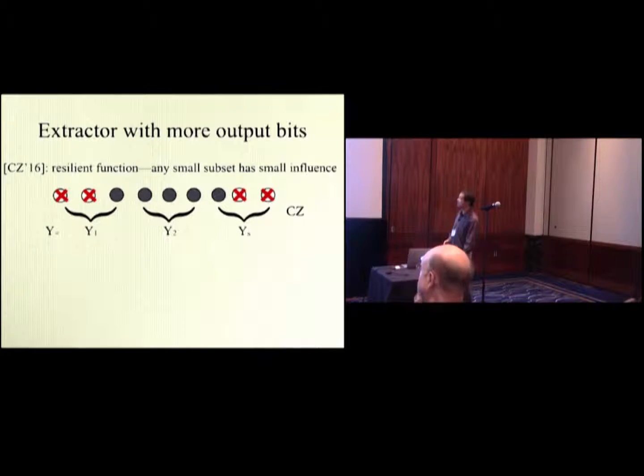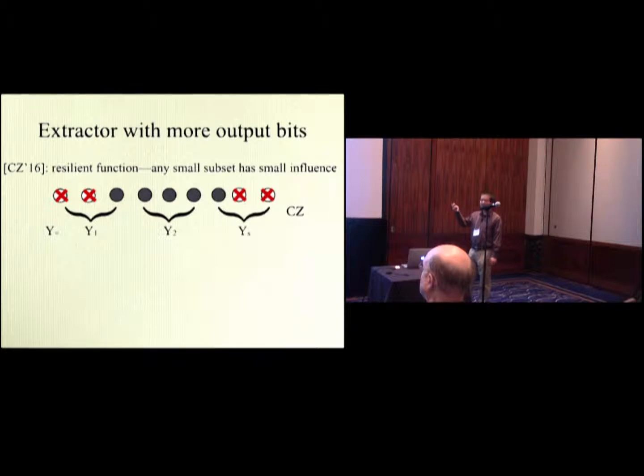So now what we can do is partition these non-oblivious bit fixing sources into several blocks. And for each block, we're going to apply this CZ extractor, where we get one output bit. Of course, we're going to partition the blocks so that none of the blocks consists of all bad bits.